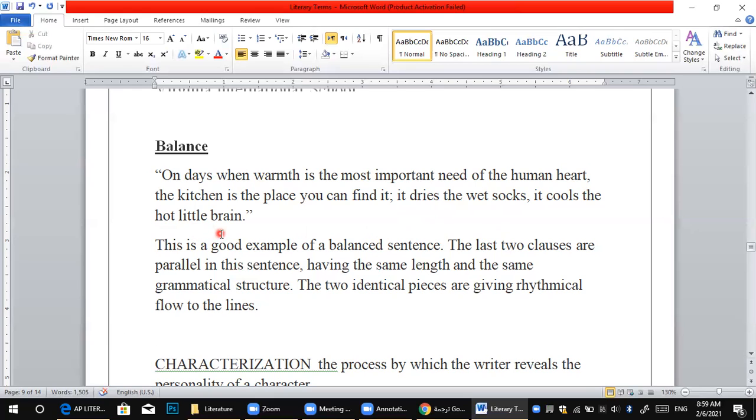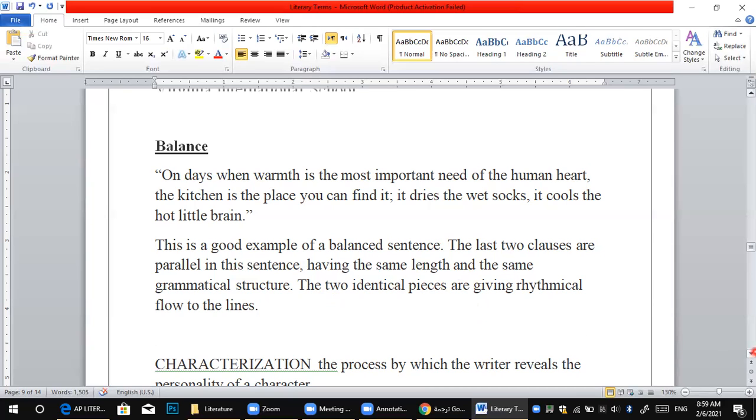So here it's called balance. Balance means two identical pieces give grammatical flow to the lines. So that's called balance: two sentences equal in grammar, or equal to each other in meaning.